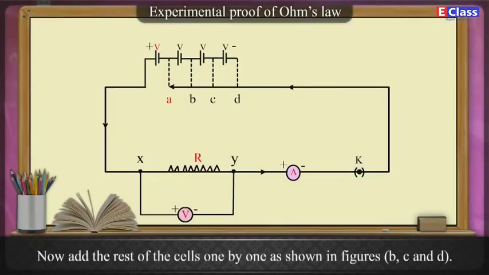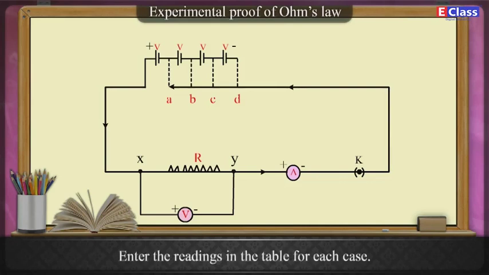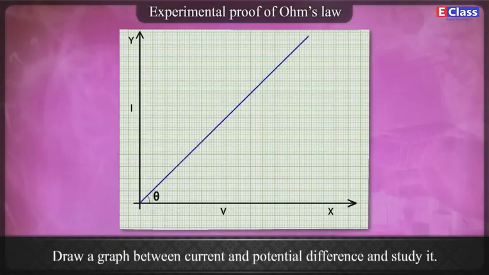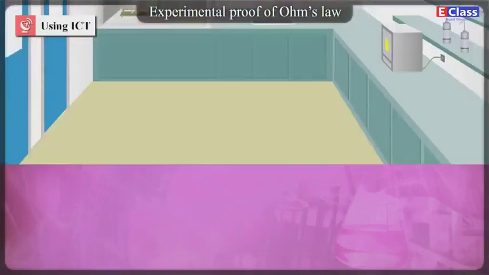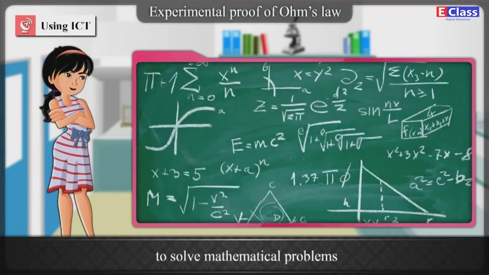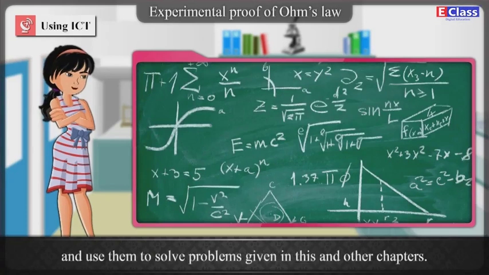4. Now add the rest of the cells one by one as shown in figures B, C and D. Enter the readings in the table for each case. 5. Determine the values of V upon I for each case. 6. Draw a graph between current and potential difference and study it. Using ICT: using the internet, find out about the different softwares used to solve mathematical problems and use them to solve problems given in this and other chapters.